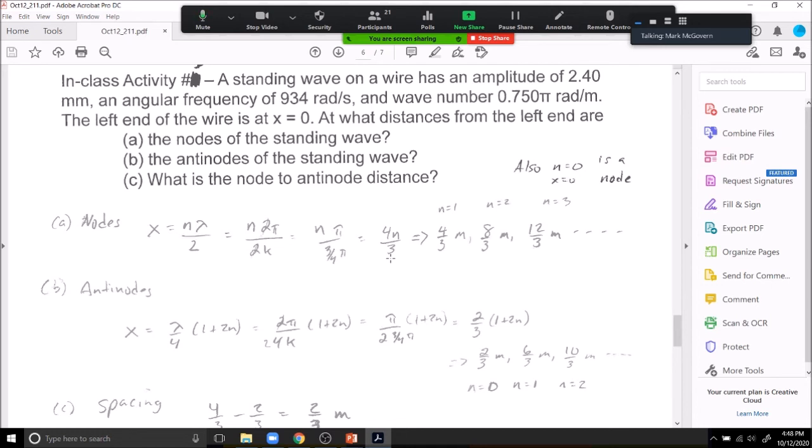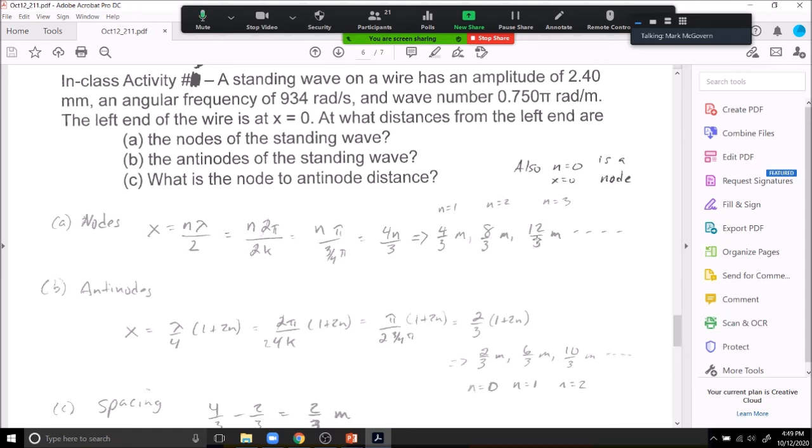Antinodes are going to be given by odd multiples of pi over 4. This is the equation we developed before. Same deal. Put this in terms of k. Clean this up, and we get 2/3 times odd integers. Now, notice these: 2/3, 6/3, 10/3. Guess what? Those occur right in the middle of the nodes. Perfect. That's how you can tell. It's a little sanity check, to make sure I'm getting the right values there.